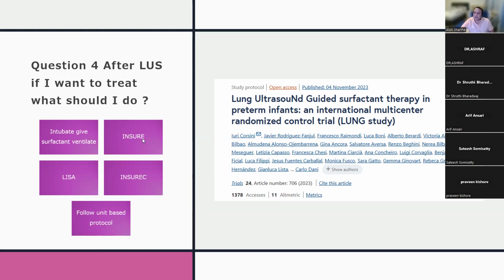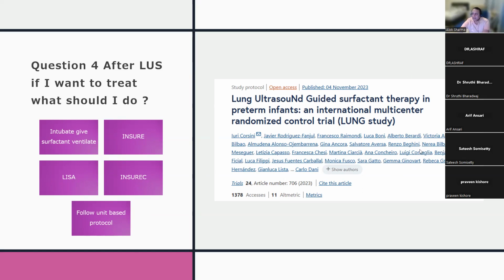Some units will intubate, extubate. Some units will practice LISA. Some units, really from our perspective, still will opt to intubate, give the baby surfactant, make sure the baby's stable, is improving, doesn't need a second dose, and go for early extubation.